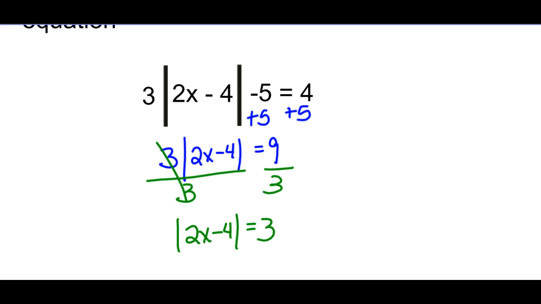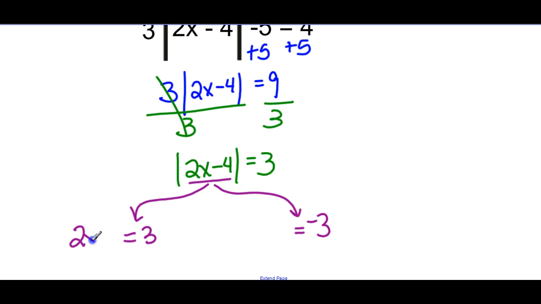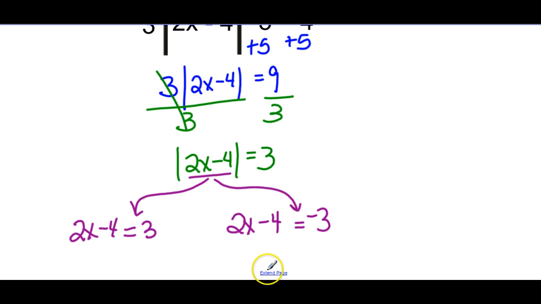At that point, once the absolute value is isolated, we set up two inequalities. Not inequalities, two equations. One equation that will equal 3, and the other equation that will equal the opposite of that, which is negative 3. So 2x minus 4 is equal to 3. 2x minus 4 is equal to negative 3. Solve these two individual equations.